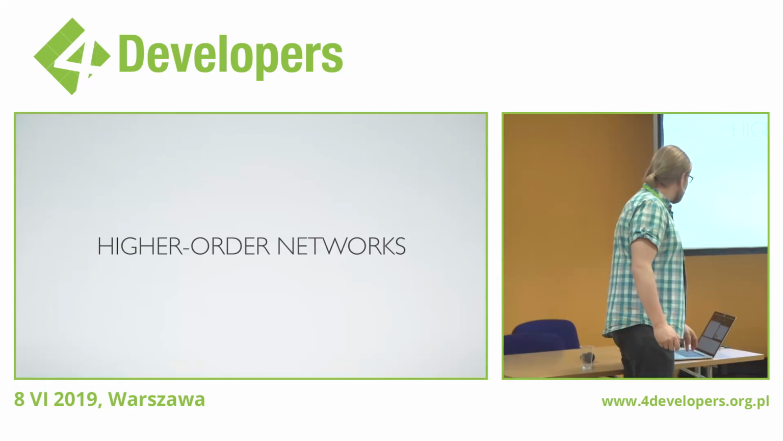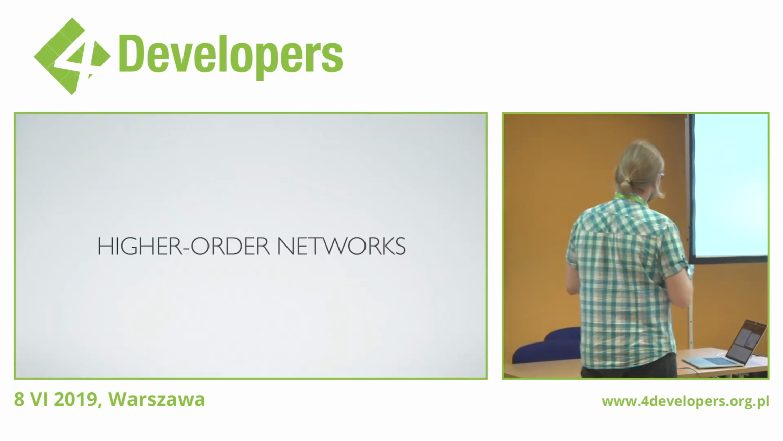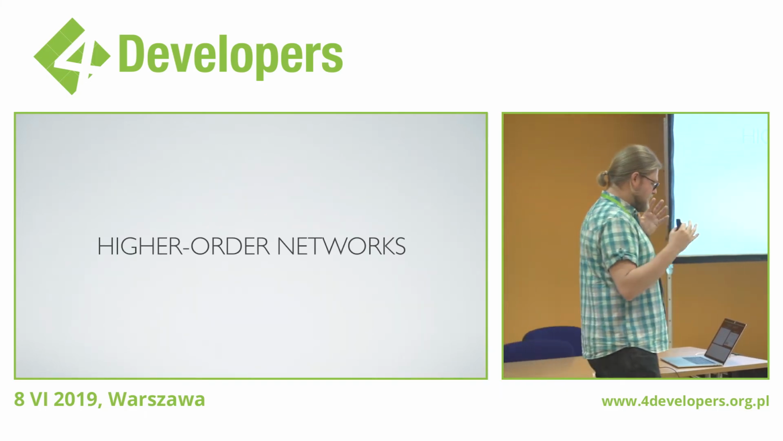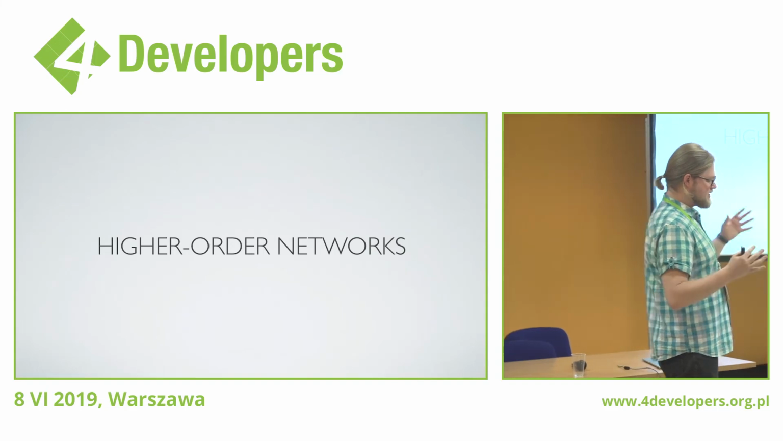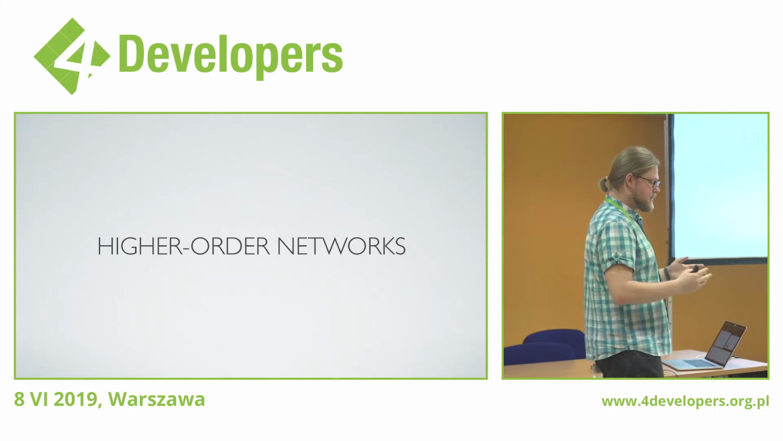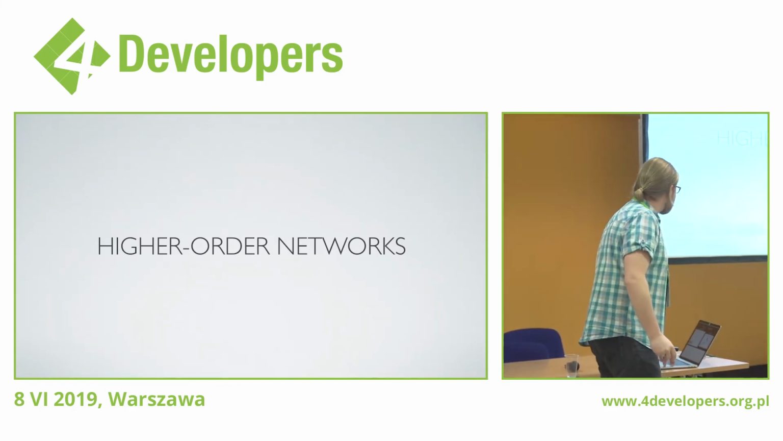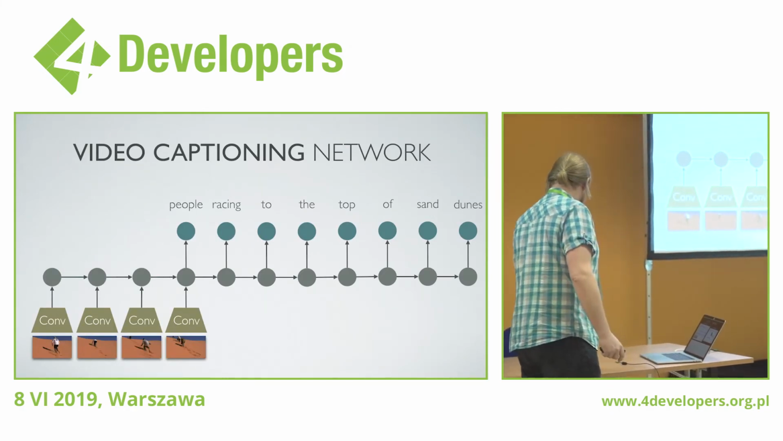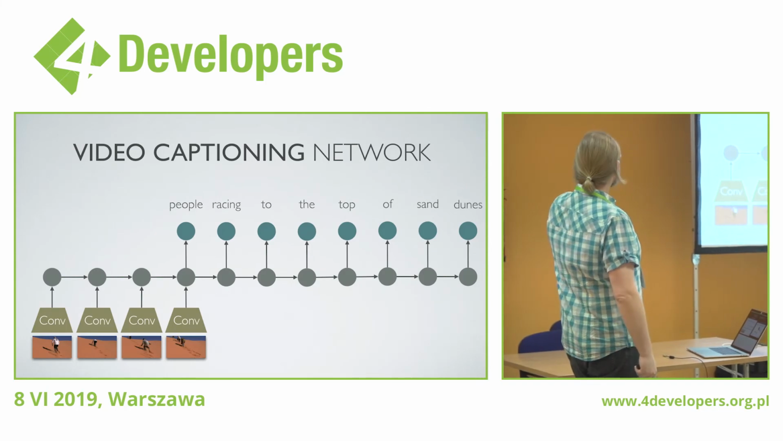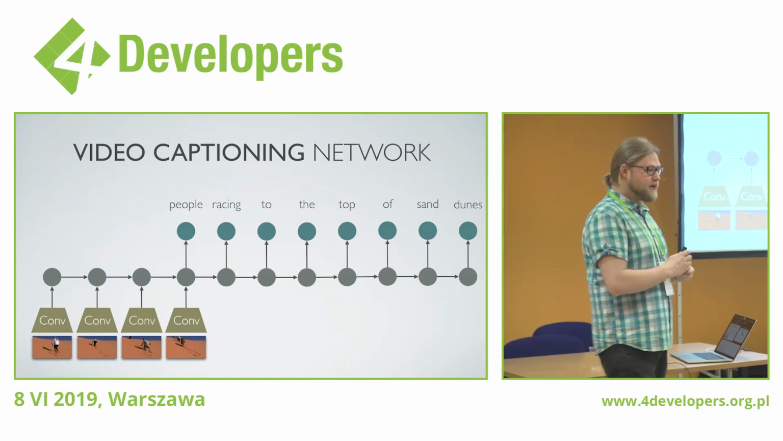Okay, so one other thing I want to speak about is higher order networks. You can actually compose these components that we have, these convolutional networks and recurrent networks and other architectures, into higher and higher order structures. So, for example, you can take the combination of convolutional networks and a recurrent network to produce a neural network which does video captioning.